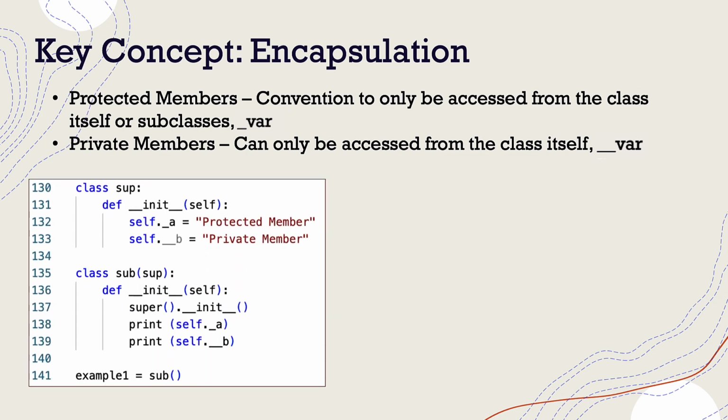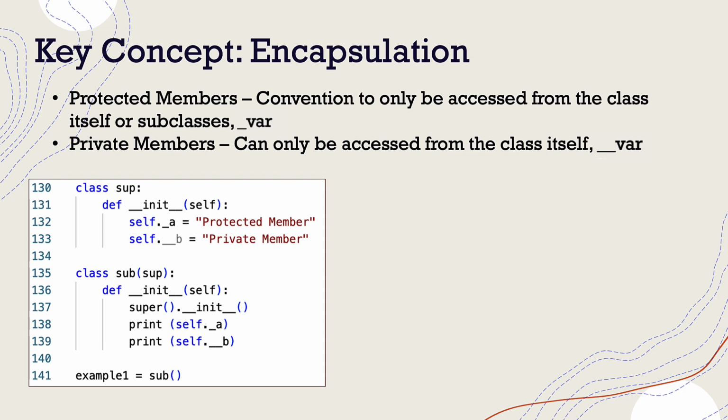Let me show you an example of this for now. We will create a superclass with attributes underscore A. This will be the protected member, and underscore B. This shall be the private member. I have now also created a subclass that when initialized, it will send to the superclass and store the attributes. Following from that, it will attempt to print out both of these attributes in the subclass.